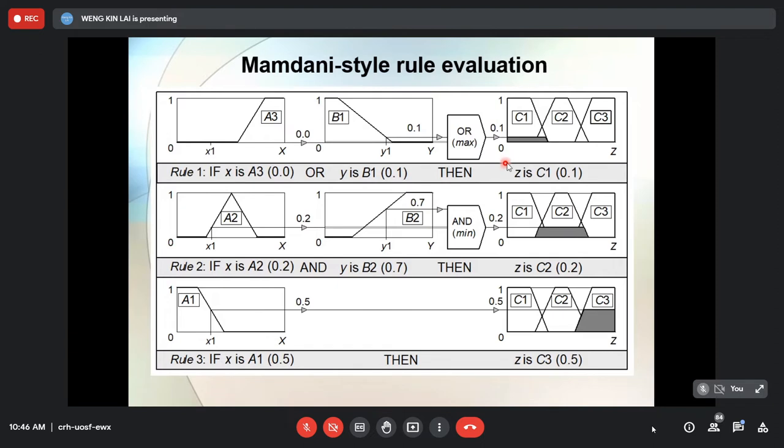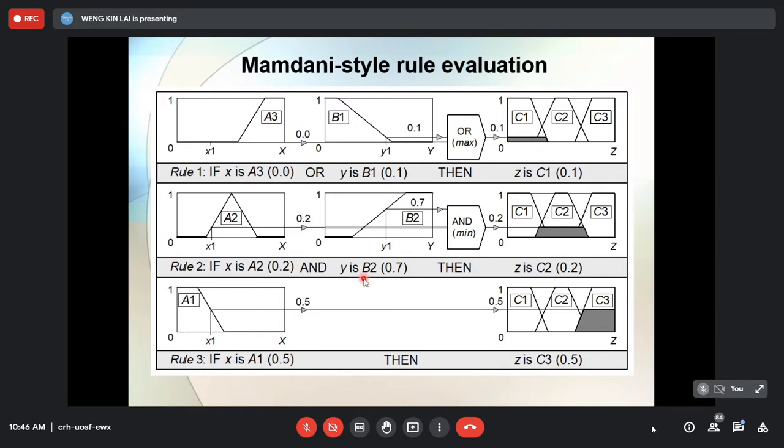Whereas this one actually looks at your C1. And this value is actually reflected, derived, or calculated from the antecedents of your earlier part, which is A3 and B1. So actually, that simplifies it, right? Let's say this part one, you get it here.